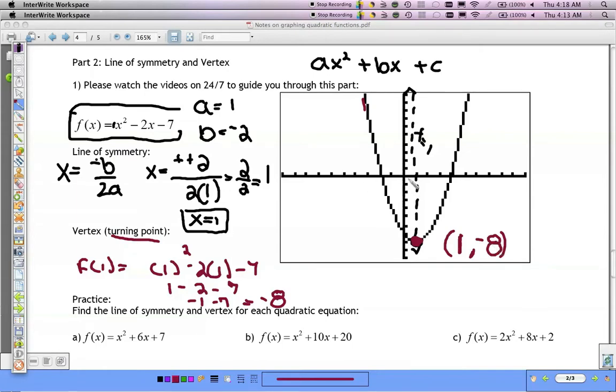If you look and count down these dots, the graphing on that little screen isn't the easiest thing in the world because the screen actually isn't square, but you can see 1, 2, 3, 4, 5, 6, 7, 8, and that is where our y value is. So this is the vertex. This is the turning point of the graph, negative 1 comma negative 8. I want you to take a look at these practice problems, and I'll have solutions for them again posted on 24/7.